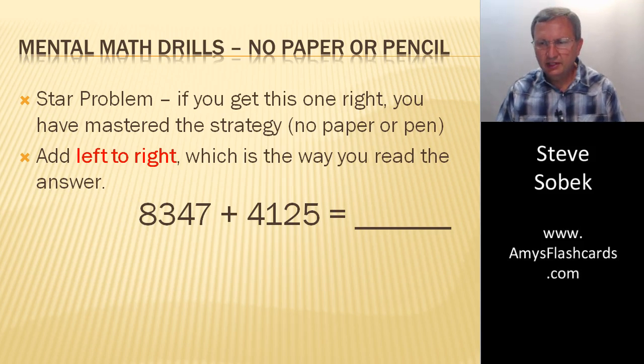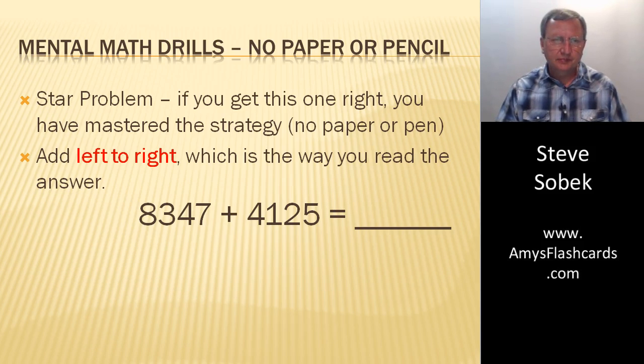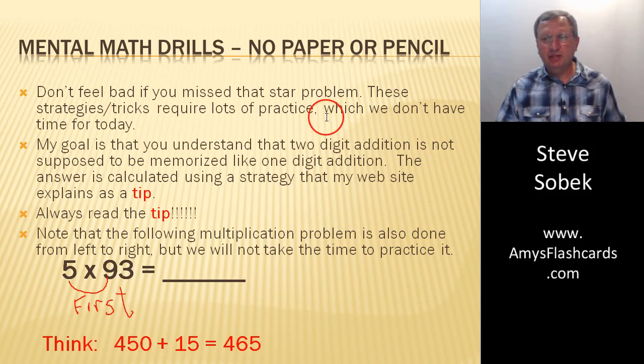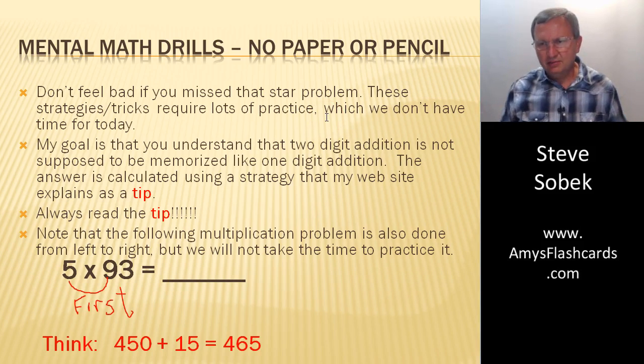All right, so that's how you're supposed to add with more than one digit addition. Whenever you're doing multiplication, and of course, I don't expect you from this video to be experts at adding 2-digit numbers. This is something that takes practice. My point is, I want you to understand that you're not supposed to memorize 35 plus 56, but you're supposed to use my strategy of adding from left to right to calculate that answer very quickly in your head.